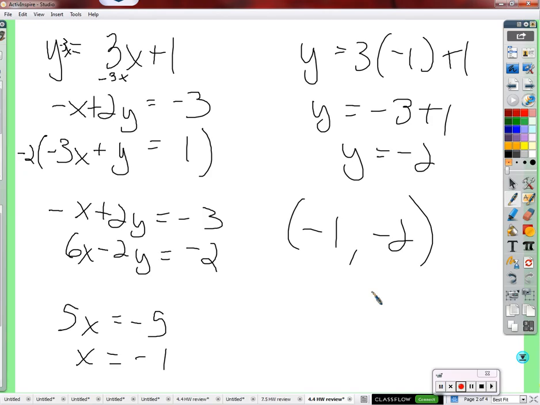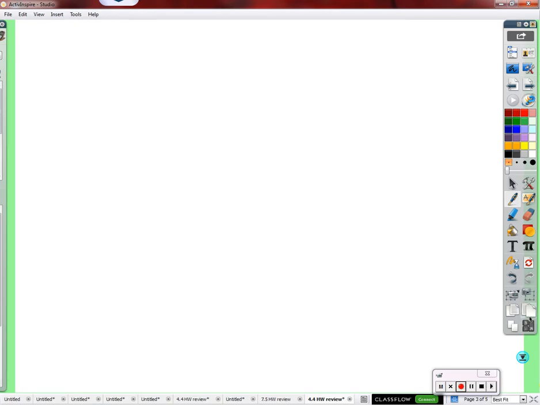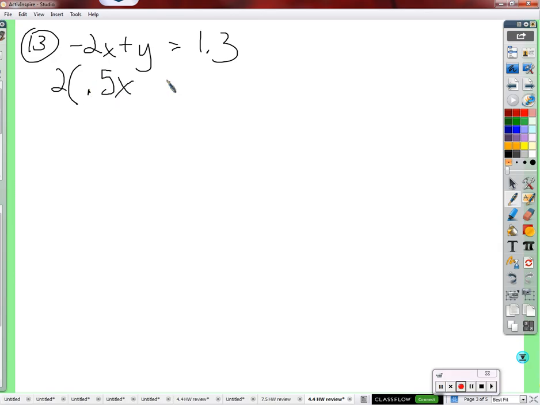That was 9. Now, 13. X plus y equals 1.3. Two parentheses, 0.5x minus y equals 4.6. Okay, so first things first, how about a crazy looking parentheses situation? Aiden? So, x minus 2y.